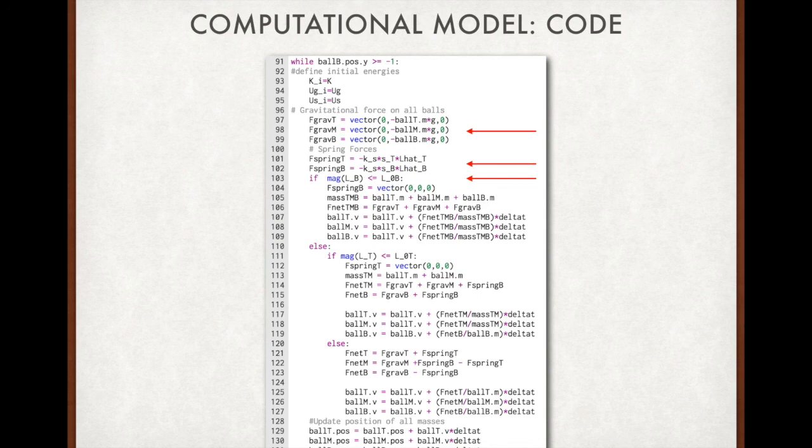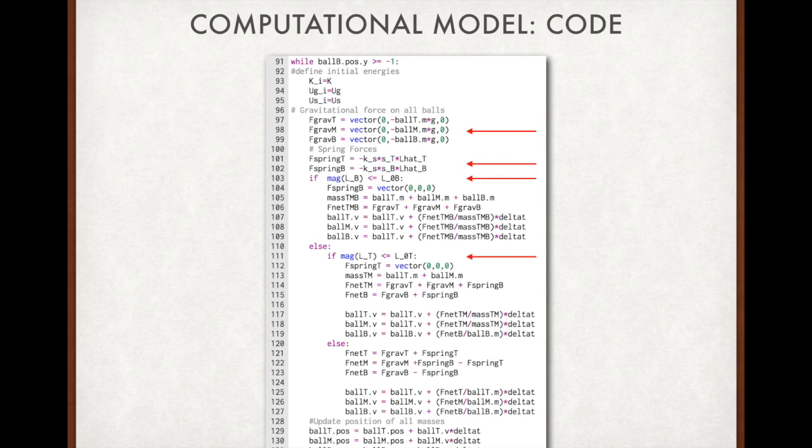So I set the net force equal to the force of gravity of the 3 masses, and the ball's velocity is equal to the ball's initial velocity plus the total net force divided by the total mass times delta t. This is my implementation of Newton's second law, using force over mass to find acceleration.